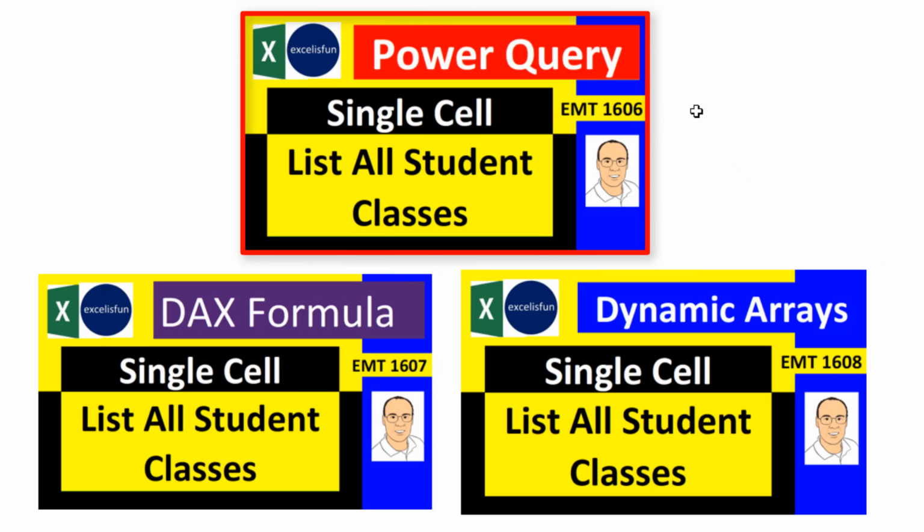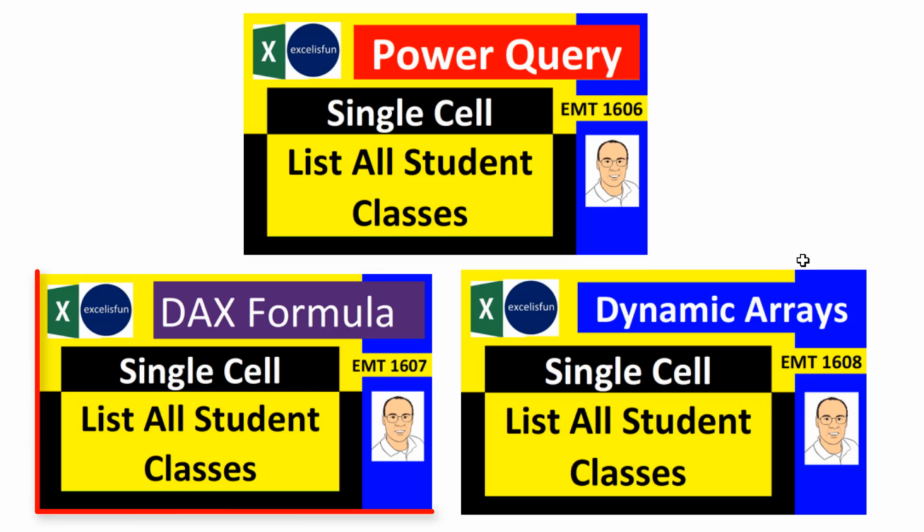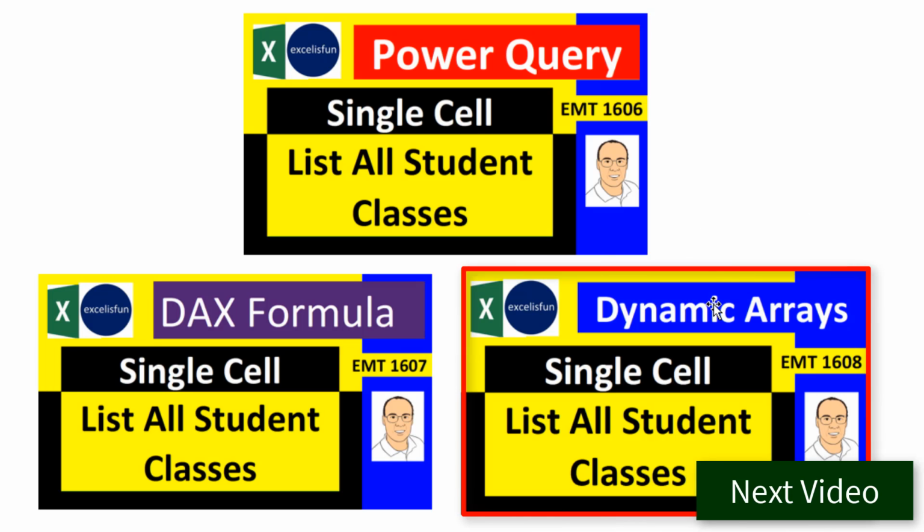Now, last video, we saw how to do it with Power Query. And we used Power Query because our data was coming from an external source. But if our data is already in an Excel worksheet, then it might be easier to use a data model pivot table and a DAX formula, or even dynamic arrays.